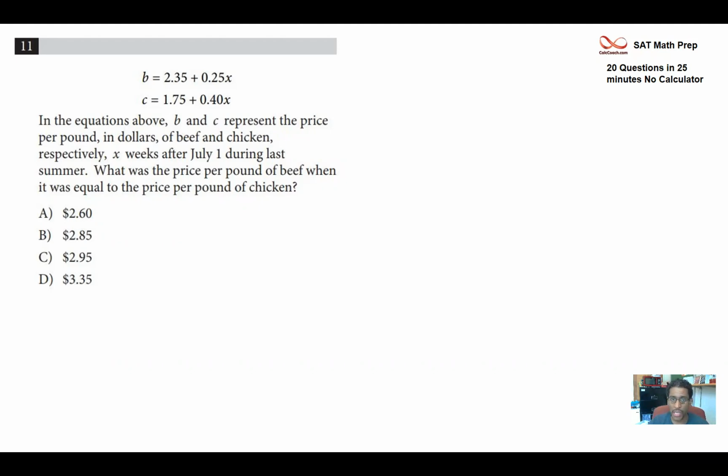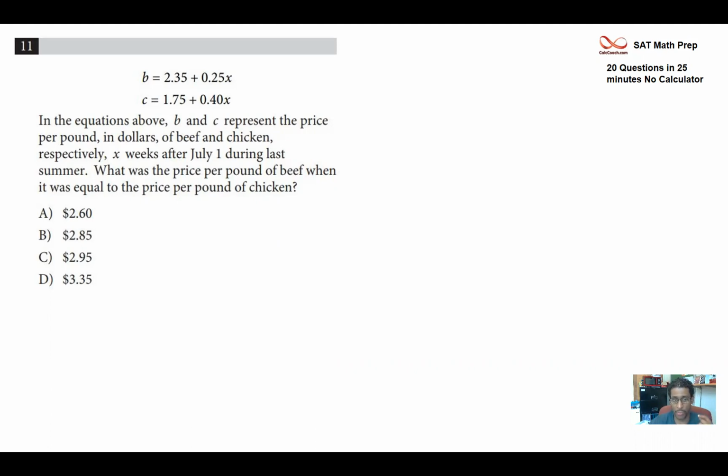We have an expression B equals 2.35 plus 0.25x, and C equals 1.75 plus 0.4x. They tell you what B and C stand for. B stands for the price per pound in dollars of beef. C stands for the price per pound in dollars of chicken. And x is the number of weeks after July 1st. And this is last summer.